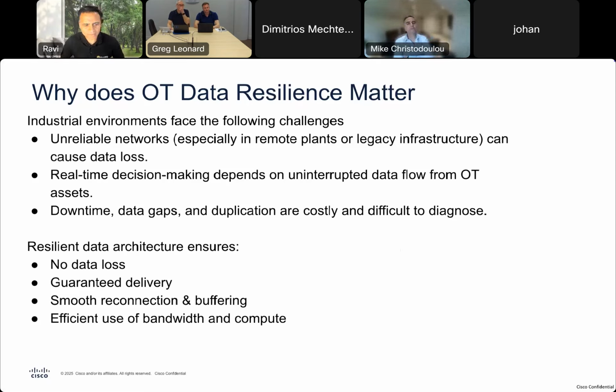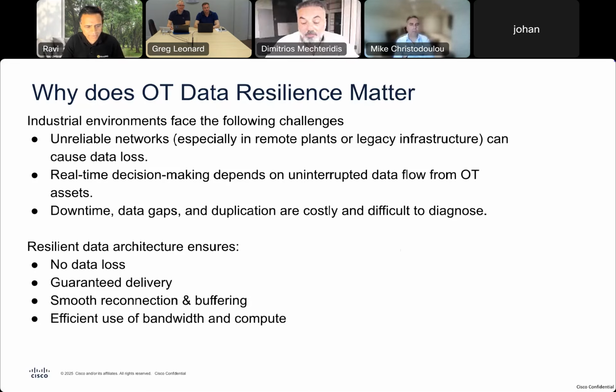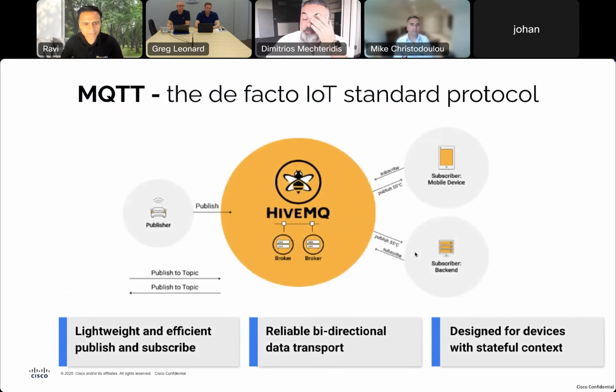And what does a resilient architecture ensure? That there is no data loss, there is guaranteed delivery, and there is smooth reconnection and buffering if connectivity is lost. There's efficient use of bandwidth and compute, making sure that the core OT operations are not affected, so you can do things on top of that. That's what it's all about.